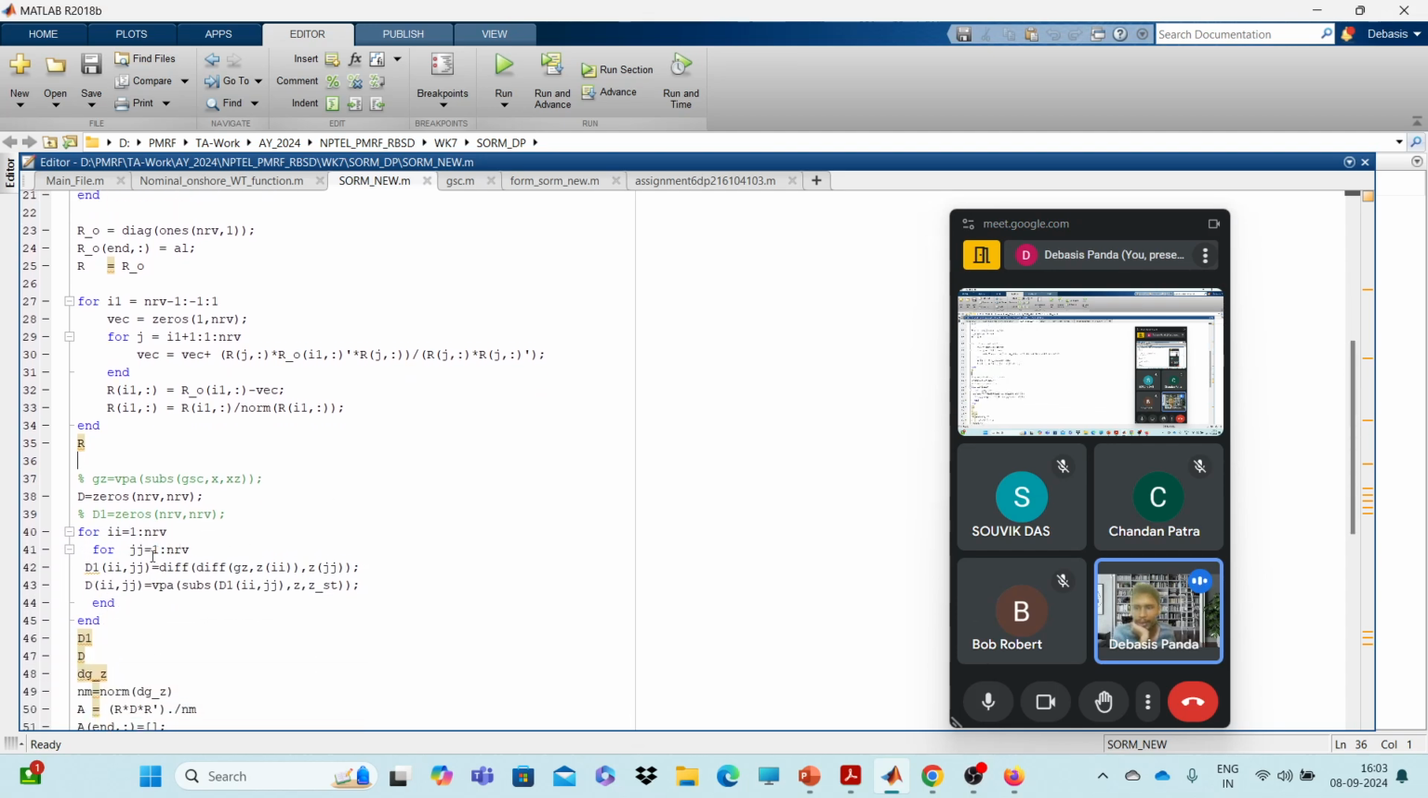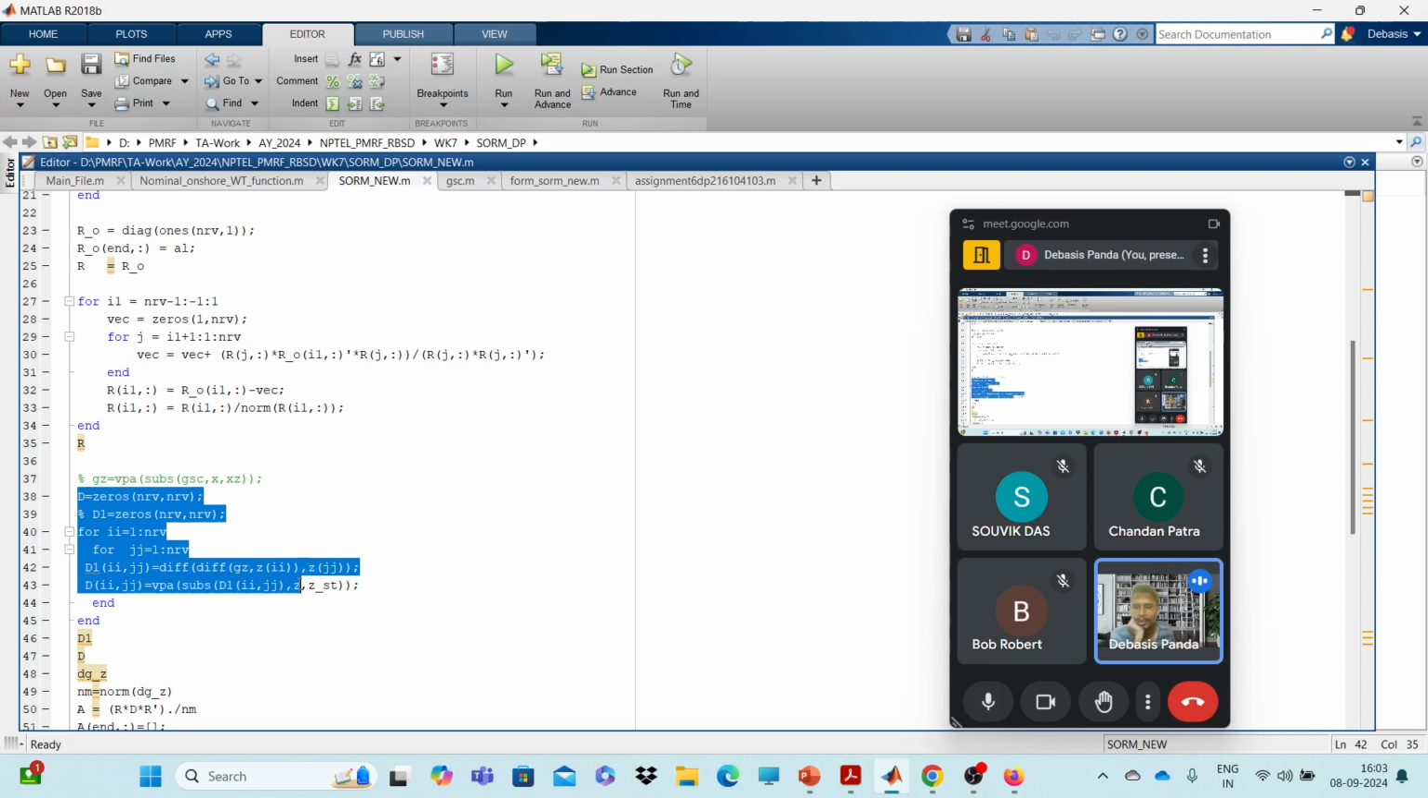Here we can see for k from 1 to the number of variables, we perform the first differentiation, then the second differentiation of g(z) with respect to zi and zj. We have two variables, so two differentiations are done. So the differentiation for the D matrix is done here, right?